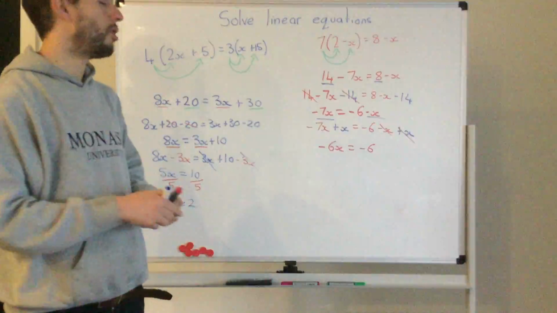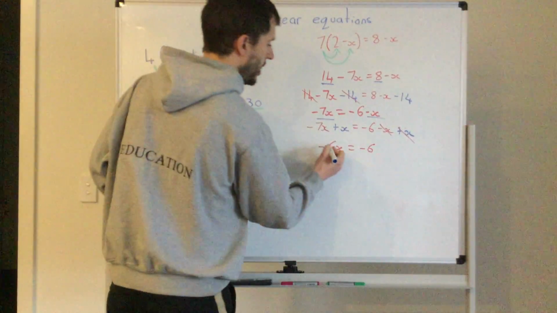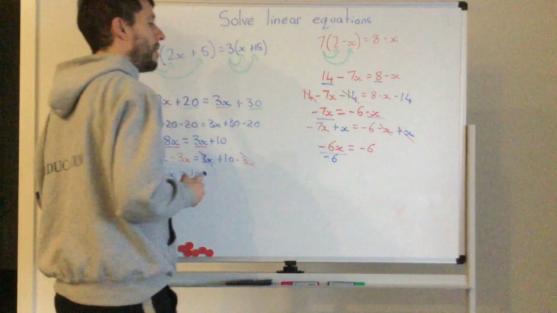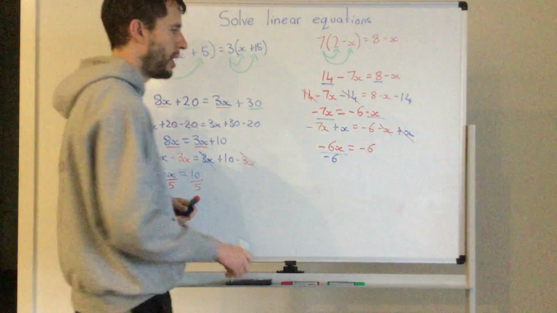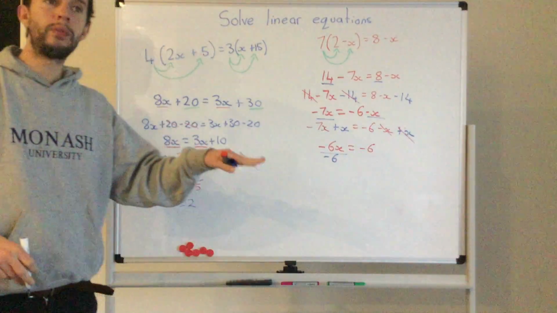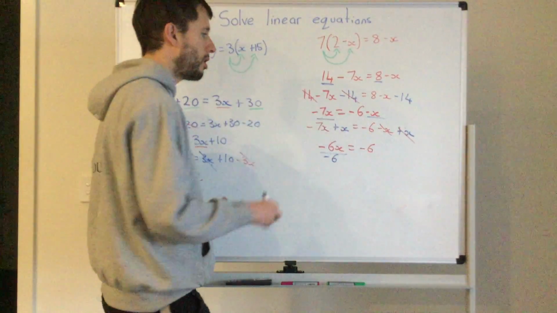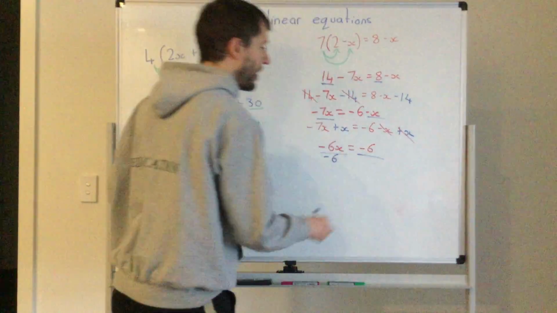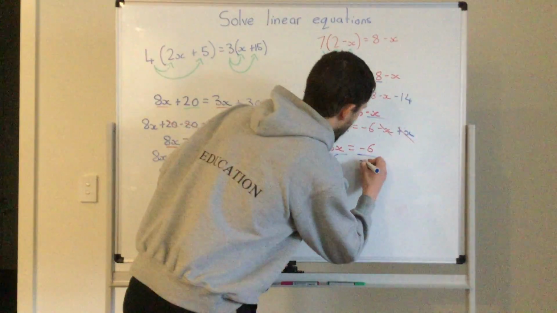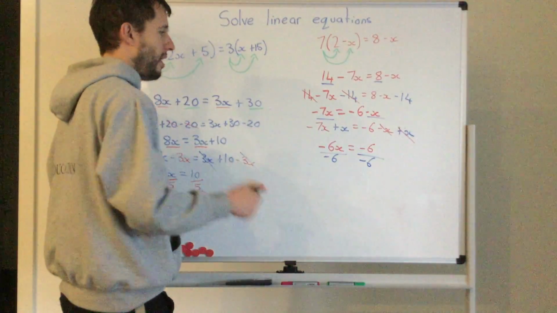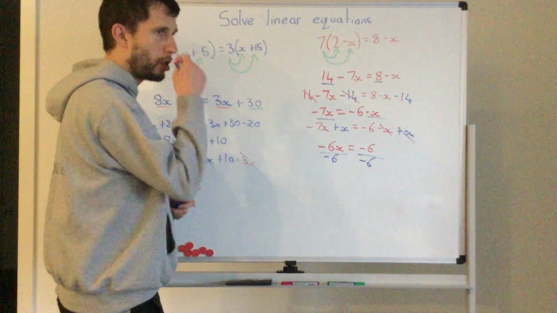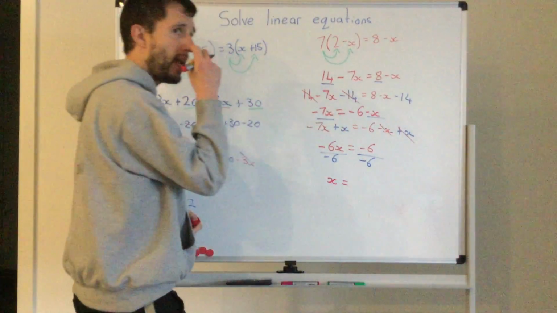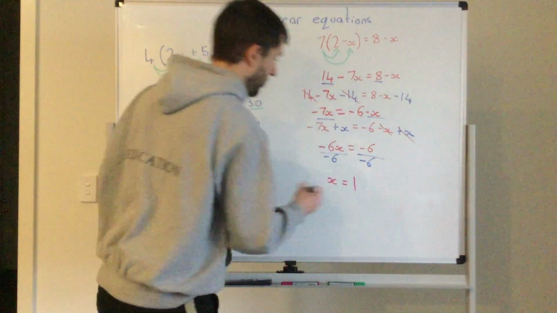But let's do it using algebra to work it out. To get rid of negative 6 on this side, I need to divide it by negative 6. Equal sign, balancing beam, whatever you do to one side, you must do to the other. So if I divide this side by negative 6, I am dividing my right hand side by negative 6. Negative 6 divided by negative 6 is just 1, so 1x or x. Negative 6 divided by negative 6 is just 1.